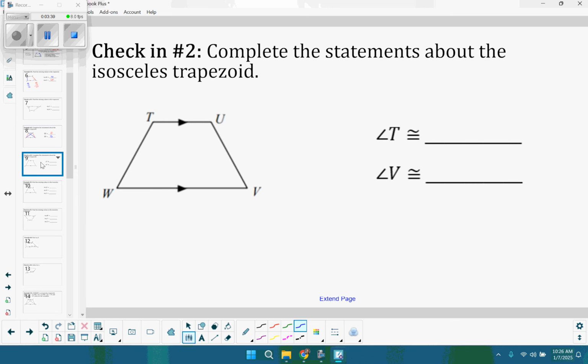So here is a check-in for you to identify which angles are congruent in the isosceles trapezoid. You can pause. Answers are posted on Google Classroom.